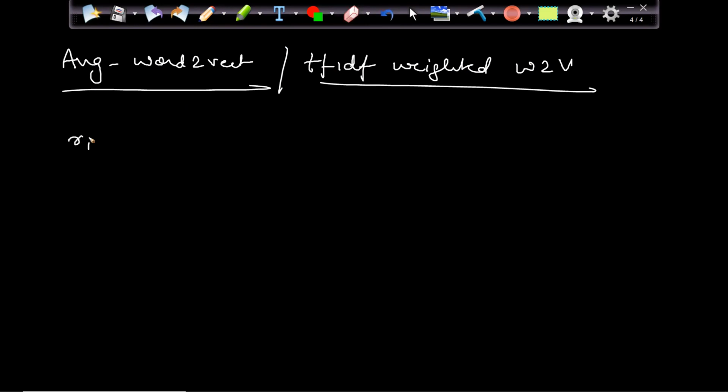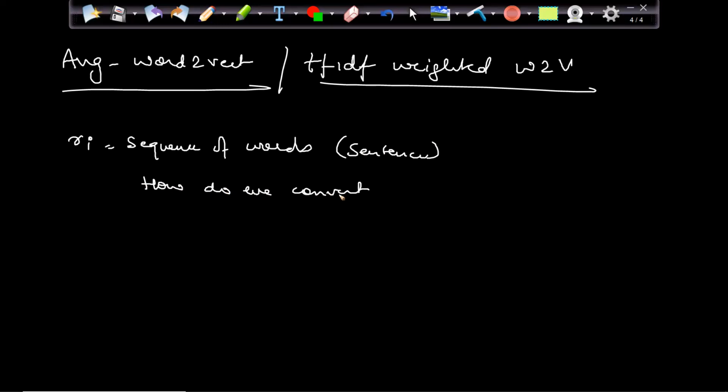Suppose I have a sentence or I have a review, which is nothing but a sequence of words. Right? I have a sentence basically. Now here we have to understand how do we convert a sentence to a vector using Word2Vec? Because see, Word2Vec is nothing but I am converting a word to a vector. But here I have a sentence. That is nothing but a set of words.